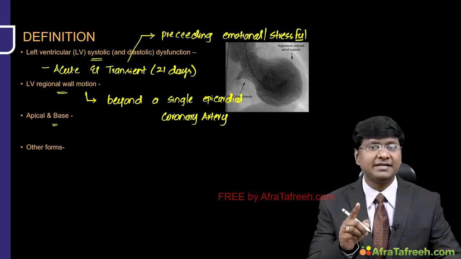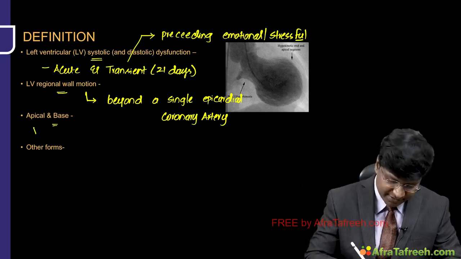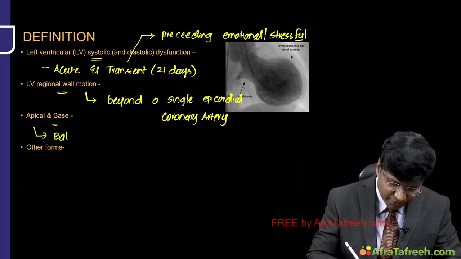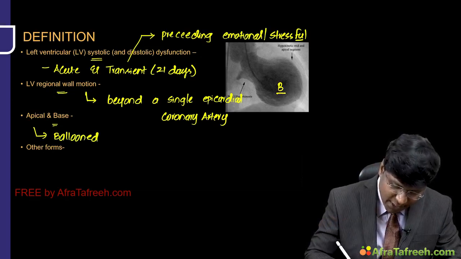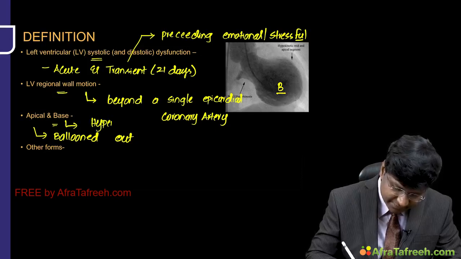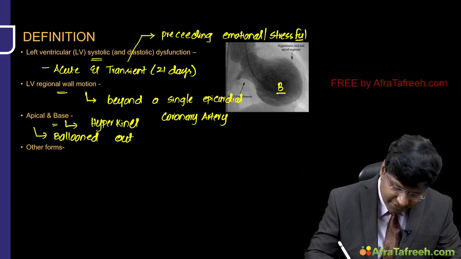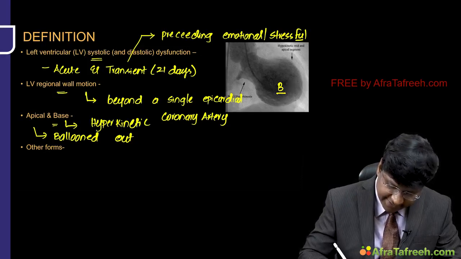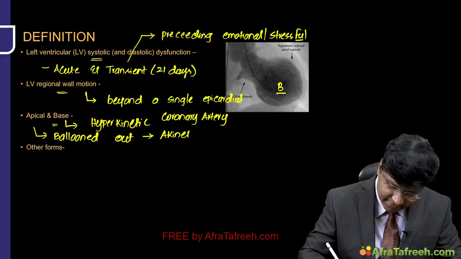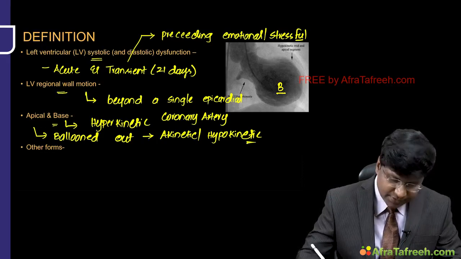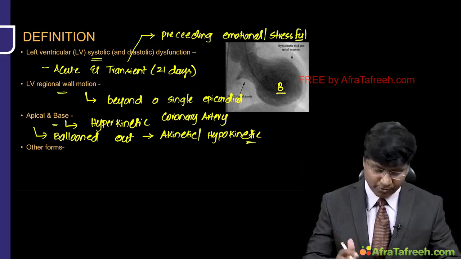Next, how will be the apex in case of the Takotsubo cardiomyopathy? The apex is ballooned out. Okay, you see, B stands for ballooned out. Whereas how will be the base? The base will be hyperkinetic, whereas the apex is ballooned out and it is akinetic or hypokinetic. Okay, so that is what you will observe in case of the Takotsubo cardiomyopathy.